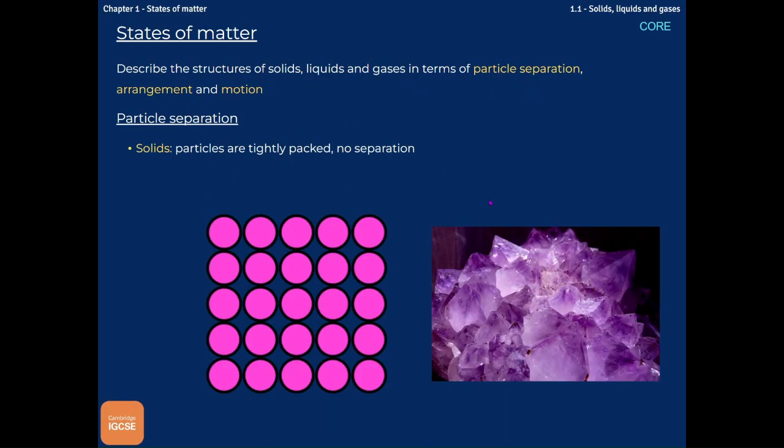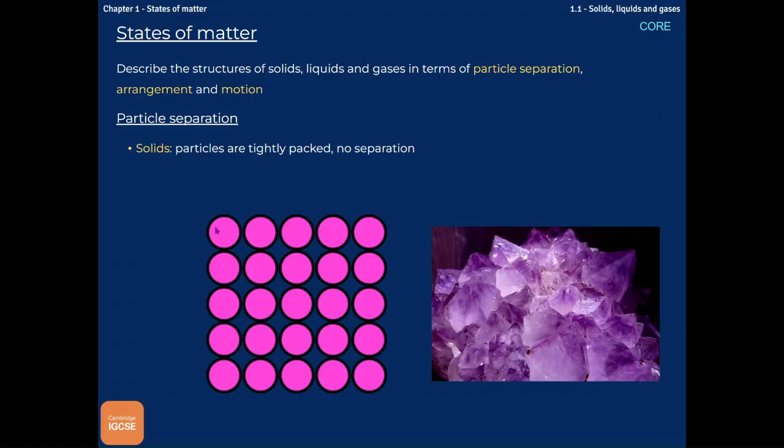So let's describe their structure in terms of their particle separation, their arrangement, and their motion. Particle separation: particles are the things it's made up of, right? Separation is how they are positioned next to each other. Are they close? Do they have separation? For solids, they are tightly packed, and this is kind of a simplification of separation, but yes, they're right next to each other.